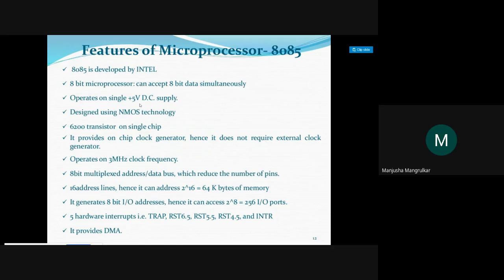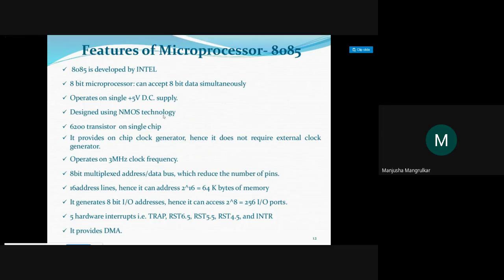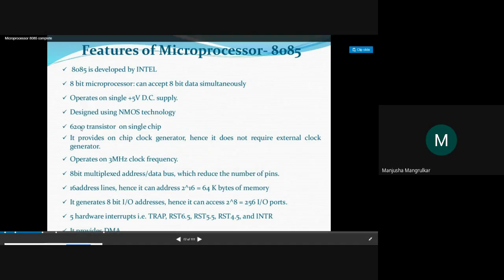It requires only the plus 5 volt DC supply. The design uses NMOS technology, right? The MOS we have seen in the logic families, NMOS, PMOS. So it uses the NMOS technology. It has 6,200 transistors on a single chip.